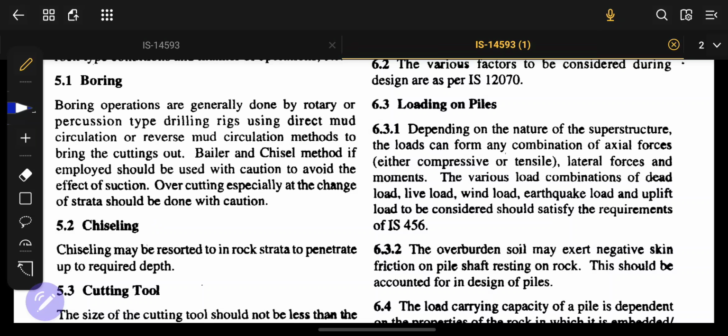So chisel and baler. So if you have a borehole, so you have this soil, so you are chiseling it. Chisel is like you are hammering it, dropping it from certain height, then you have some broken pieces, so you take out these broken pieces through baler. So this is called chisel and baler method.